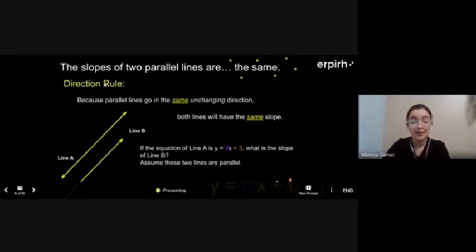We know, because of the direction rule, that parallel lines go in the same direction. They're going to have the same slope. The slope of line A is going to be the same as line B. And so, Itzel was right. The slope of line B is also going to be 2.